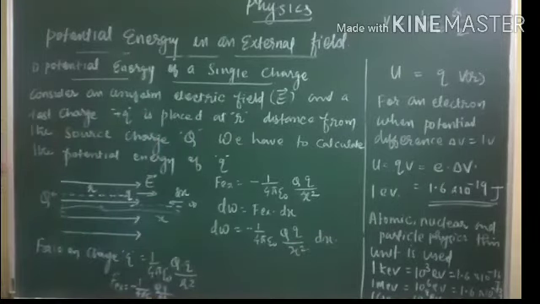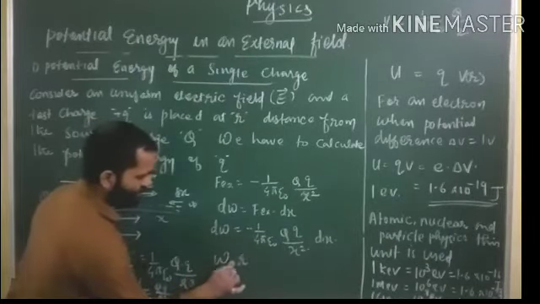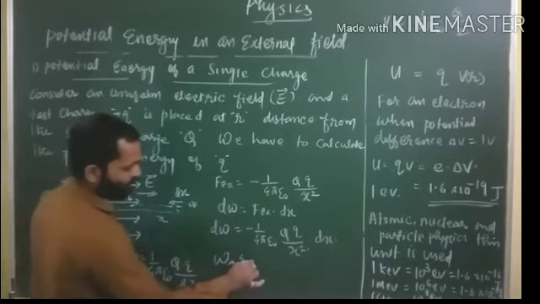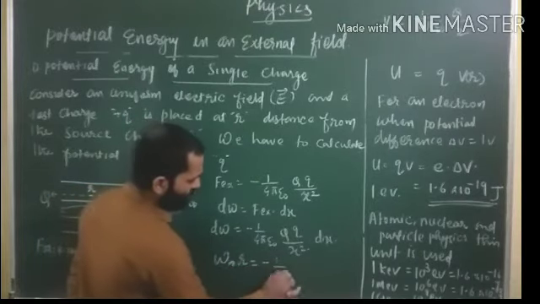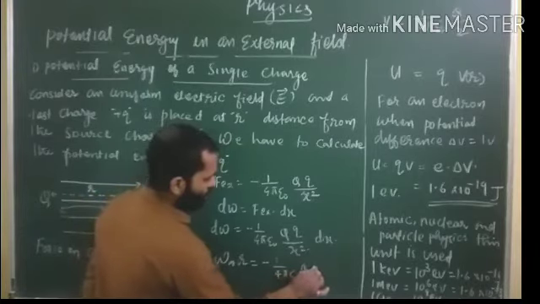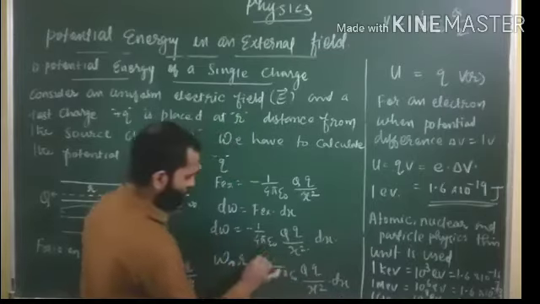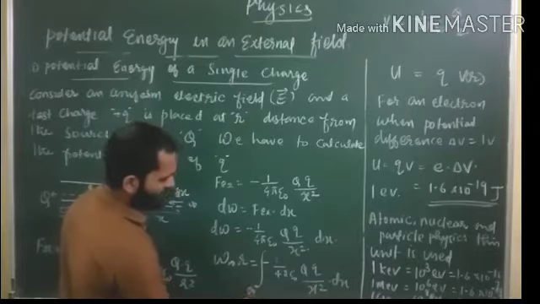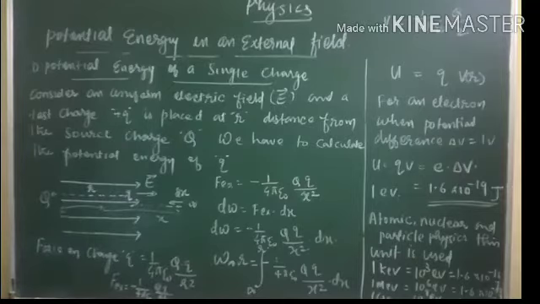Now for getting the complete work done from infinity to r distance, the work done from infinity to this r distance will be equal to the integral of minus 1 by 4 pi epsilon naught q into q divided by x square into dx. We want to integrate this for getting the complete work, and this integration we want to do from infinity to r. Okay. Now listen students, once again I will repeat.